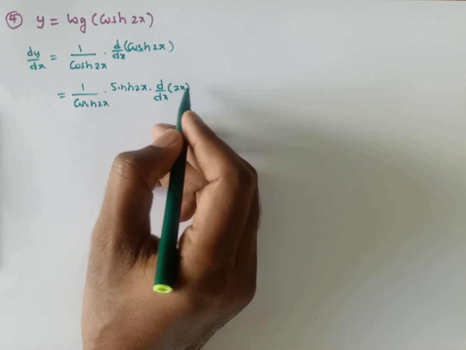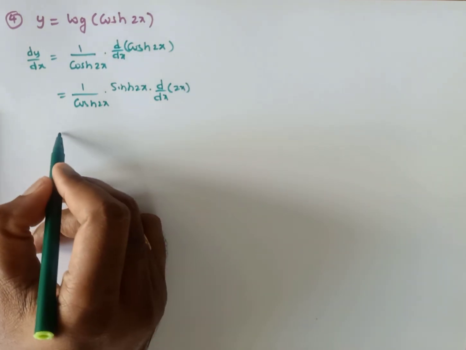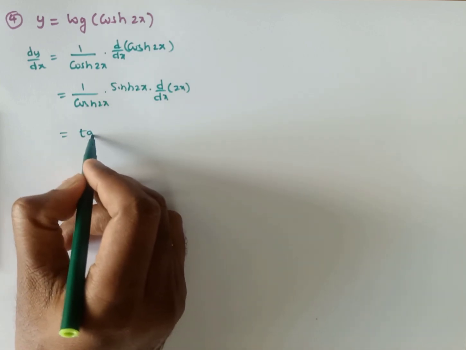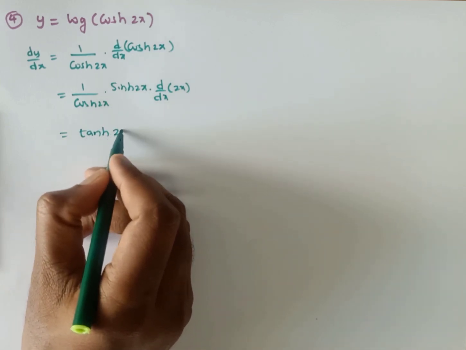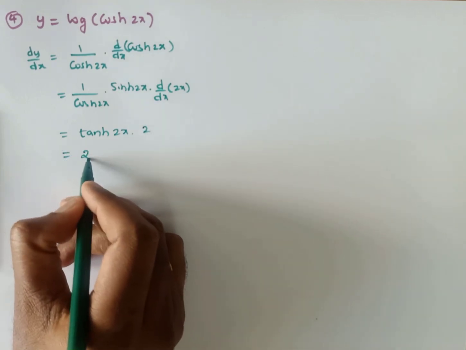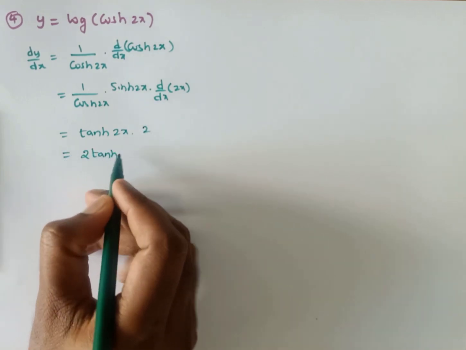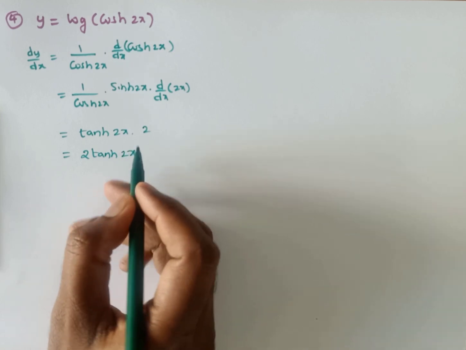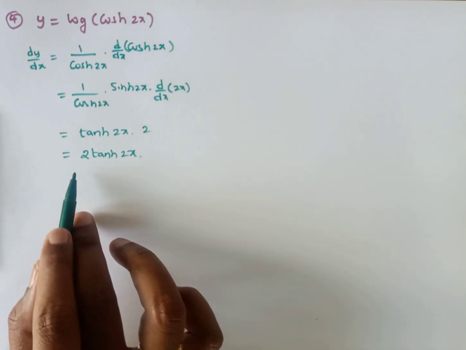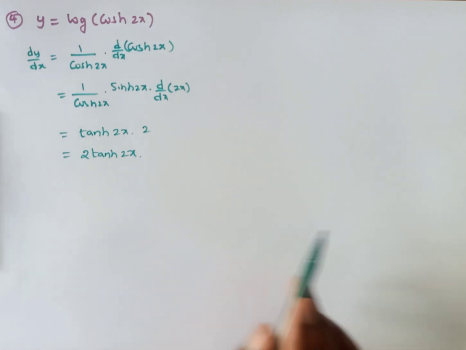Like in the previous problem, you cancel them one by one. So finally this is sin h by cos h, so it is tan h of 2x, into the derivative of 2x, which is 2. So the derivative of log of cos h of 2x is 2 into tan h of 2x.